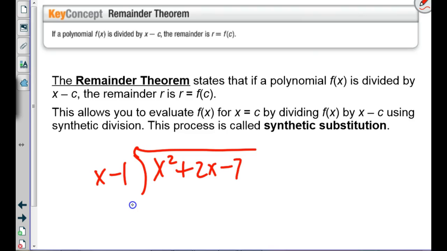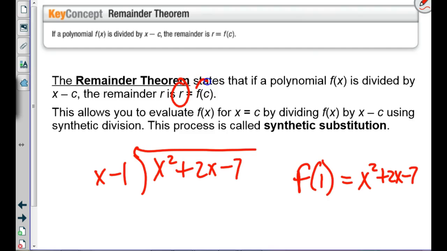But if all I really want to know is whether it's going to come out evenly, I'm also allowed to find the 0 of this, which is 1, and substitute it directly in here. Because if it goes in evenly, then it's going to be a factor. So the remainder theorem states that if a polynomial is divided by a factor, the remainder is the same thing you get by direct substitution.